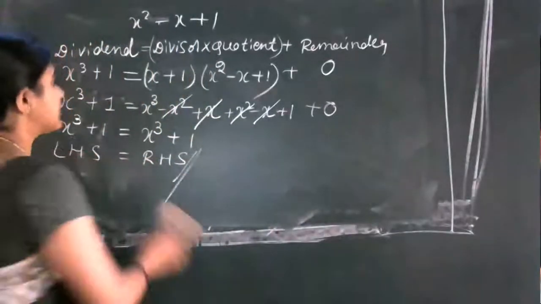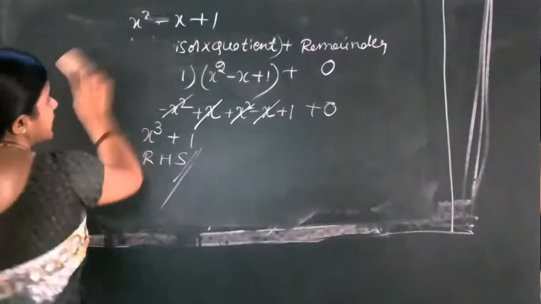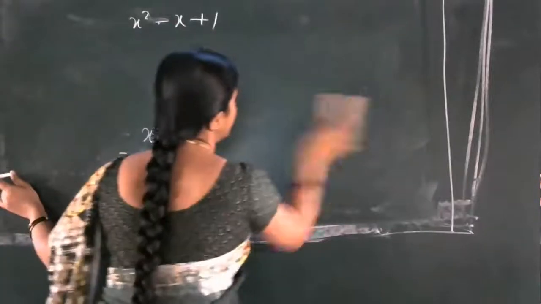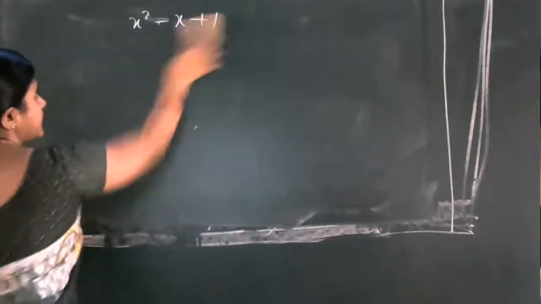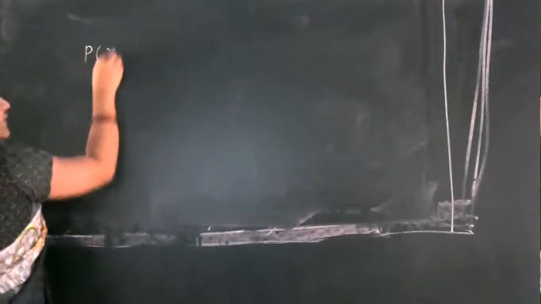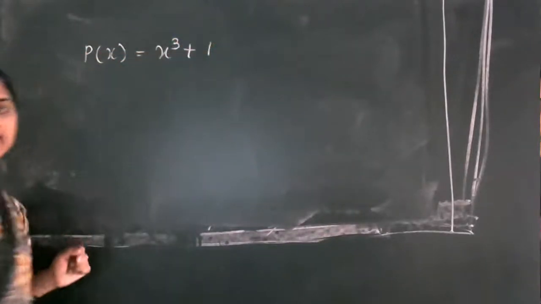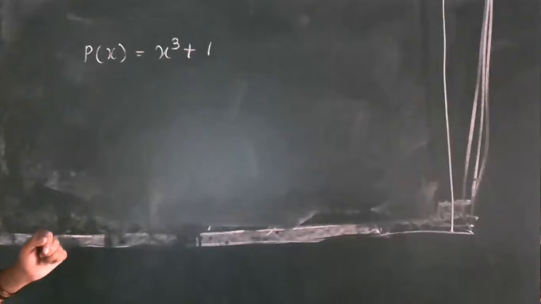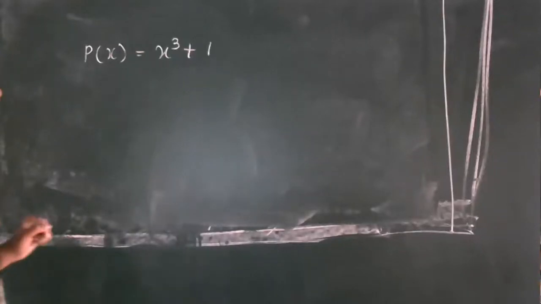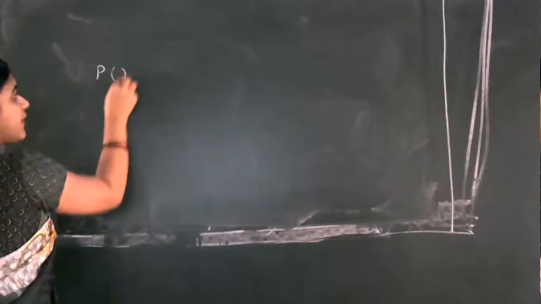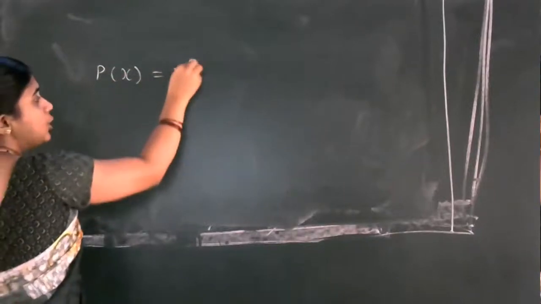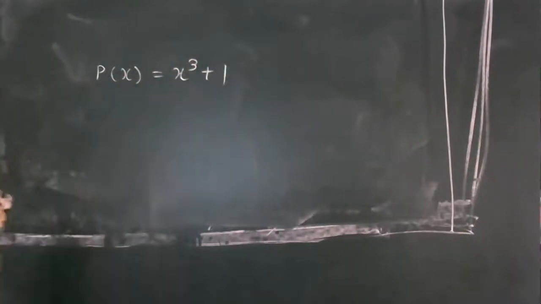Okay, so now for the same problem I'll work out that remainder theorem. So what is actually P of x here? P of x, the dividend, is x cube plus 1. So the dividend P of x is equal to x cube plus 1.